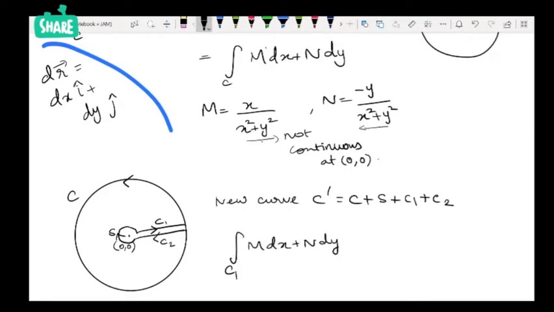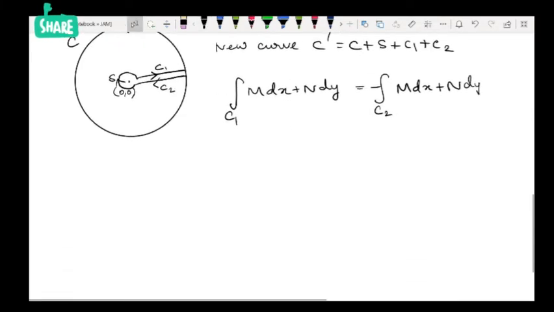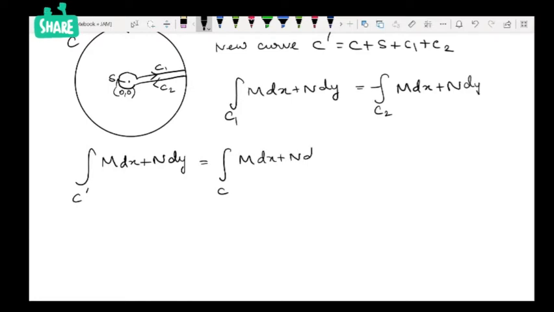So let's start with C1 now. The integral over C1 and the integral over C2 will be the same, but since they are in opposite directions, we have a negative sign. And the integral over C dash will be the integral over C plus the integral over S, and the C1 and C2 will get cancelled because both are opposite.